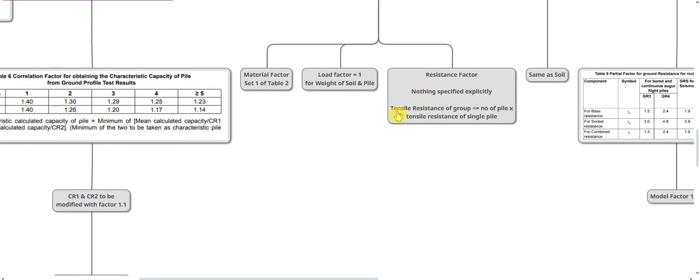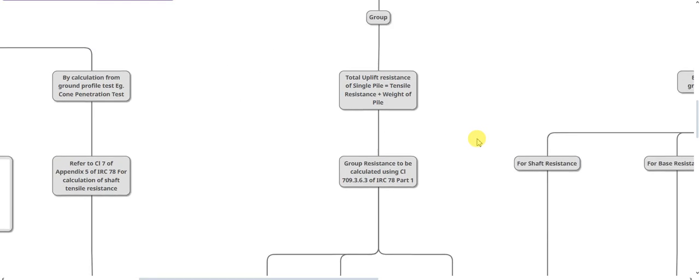But it says that the tensile resistance of a group shall be less than or equal to the number of piles times the tensile resistance of a single pile.